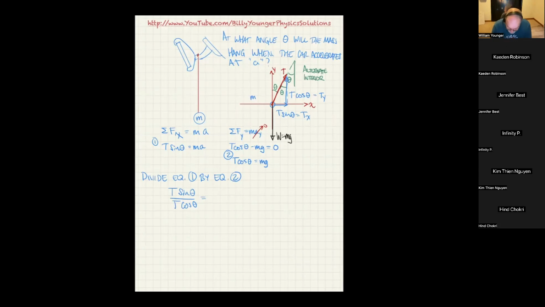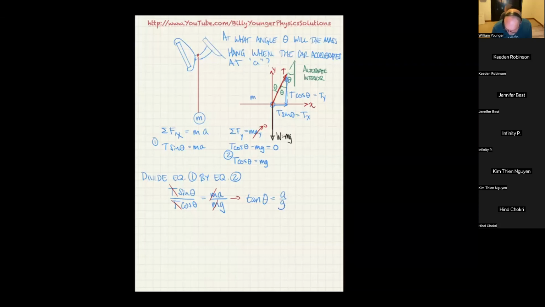The right-hand side of 1 was m times A. The right-hand side of 2 was m times g. And you can see that the m's cancel out and the t's cancel out. And anybody know what sine theta divided by cosine theta is? Tangent. Yep. So we're going to say tangent theta is equal to A over g.